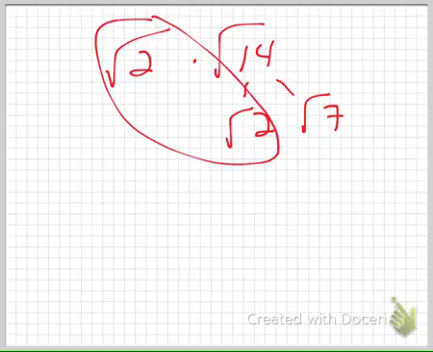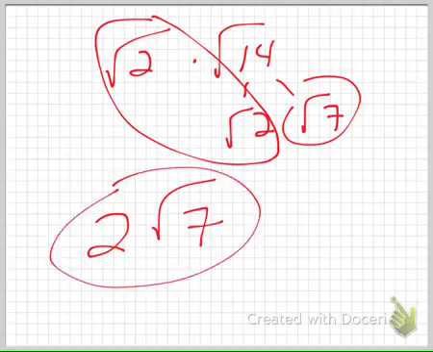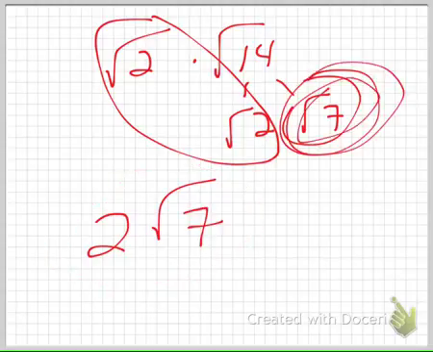What is the square root of 2 times square root of 2? 2 times the square root of 7. When do you know for sure that that's done? When do you know that you can't do it anymore? When it's prime, right? When it's prime.